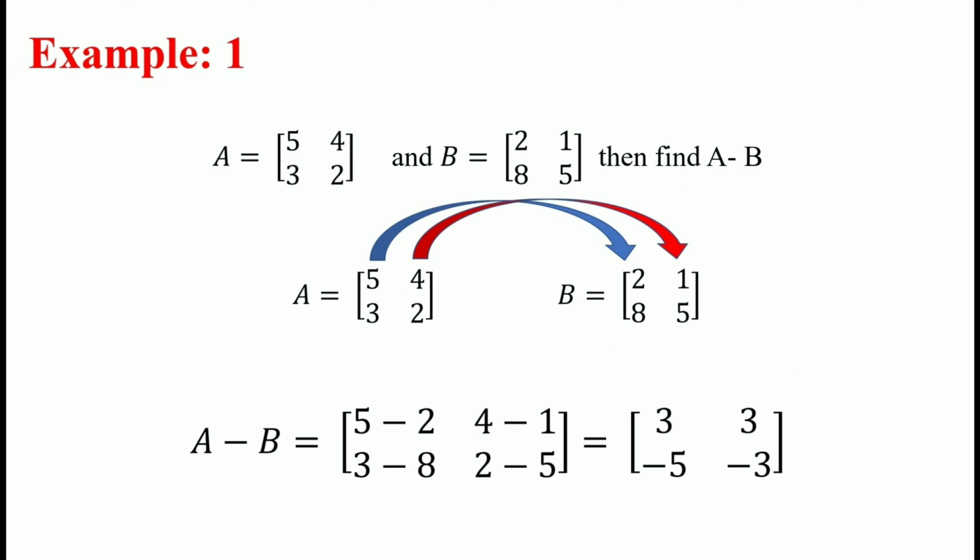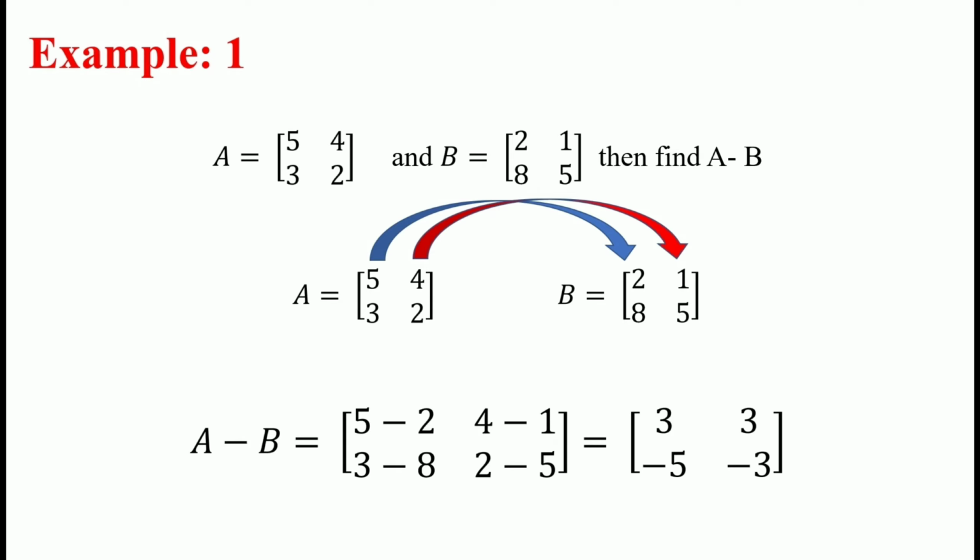Let us consider the first example. Matrix A is equal to 5, 4, 3, 2 and matrix B is equal to 2, 1, 8, 5, which are 2 into 2 matrices, and we want to find out A minus B. So in this case, the first element of matrix B, that is 2, is subtracted from the first element of matrix A, 5. So 5 minus 2 is equal to 3.